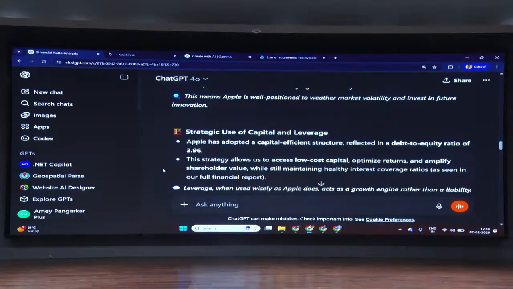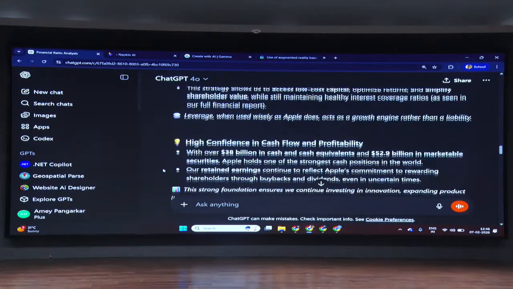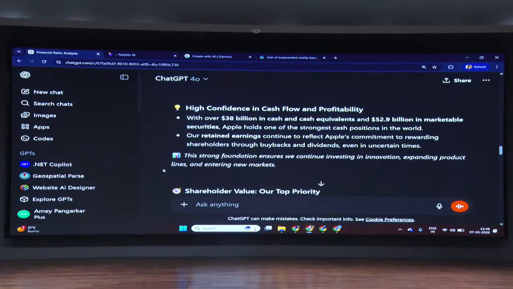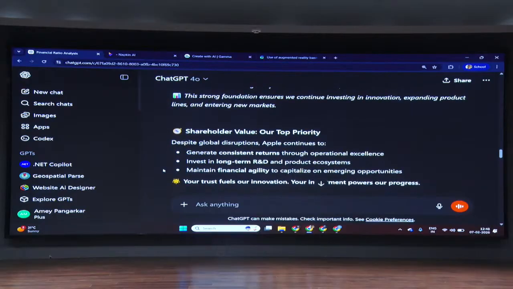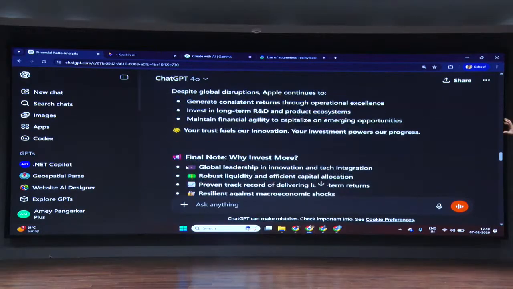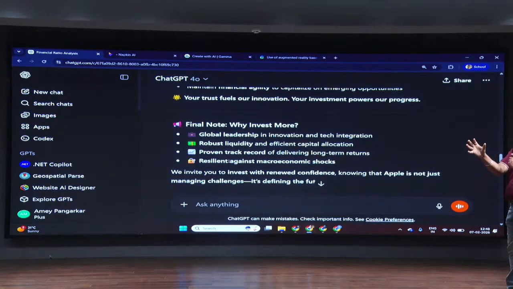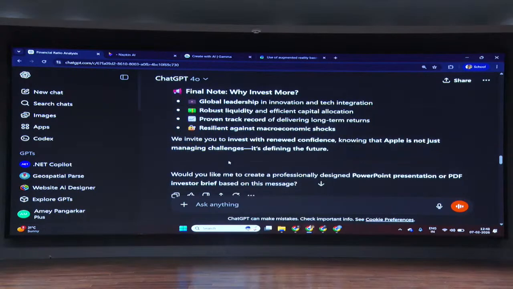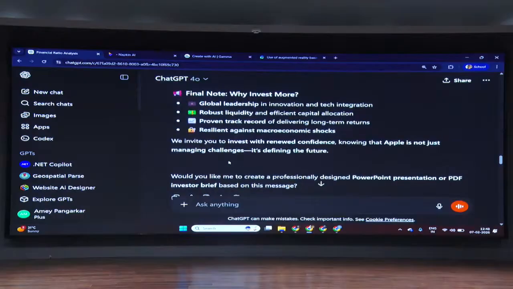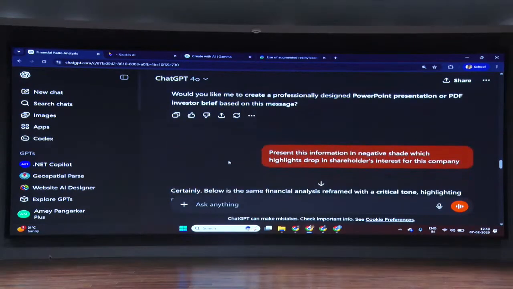Now strategic use of capital and leverage, how the company is leveraging its capital. Now look at another word called high confidence. Again an upward arrow. Our top priority, your trust. Look at these words. Now look at the conclusion which says, why invest more? So by reading this portion, trust me, many of the readers would have completely positive sentiments about the company. Now same results, and look at my next question.